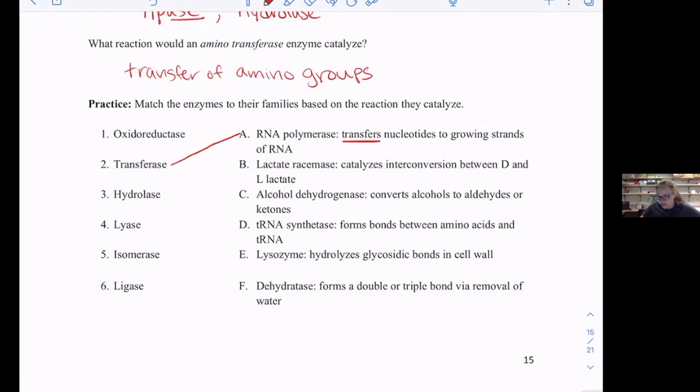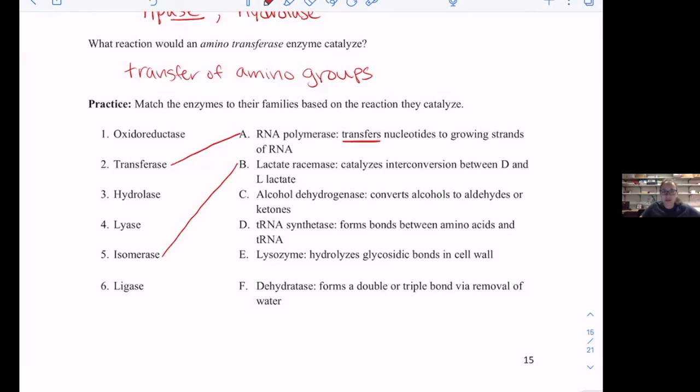Okay, lactate racemase catalyzes interconversion between D and L lactate. Okay, so catalyzes interconversion. So already I have a little bit of a hint. Interconversion, so we're going back and forth between two things. D and L lactate, those are just enantiomers of one another. So this would be an isomerase. We're going between two different isomers of the same molecule.